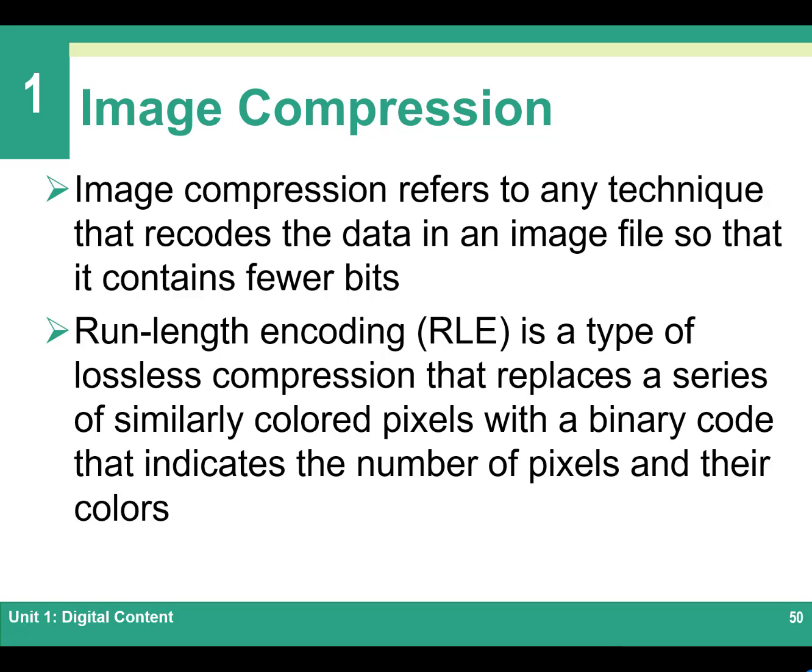Image compression works just like any of the other compressions. You have two basic types: lossy and lossless. Run length encoding, or RLE, is a type of lossless compression that replaces a series of similarly colored pixels with a binary code that indicates the number of pixels and their color. That's a really common method they use for compressing: looking for things that are in common and giving a reference to them instead of storing each of the individual bytes of data.